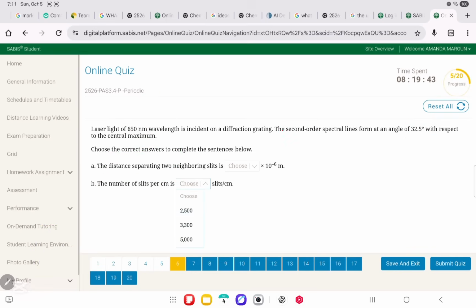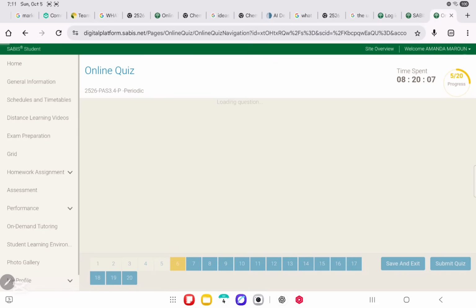So they don't have the answer. I'm just going to put 5,000. But the number of slits, I think this is also a mistake, by the way. But the number of slits is 4,133. Perfect. Also here they don't have the answer as well. We'll move on to question number 7.